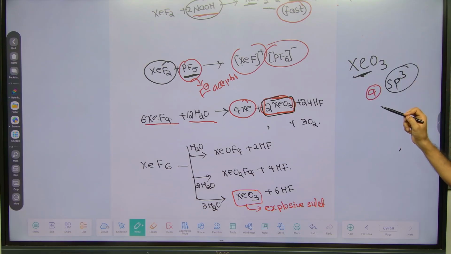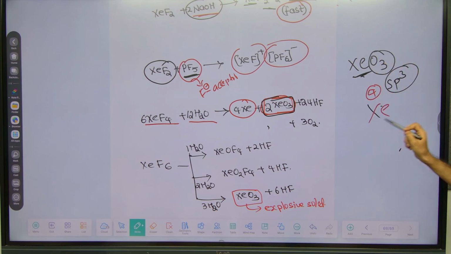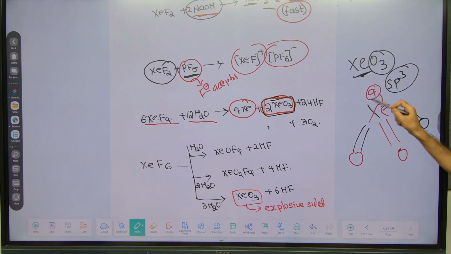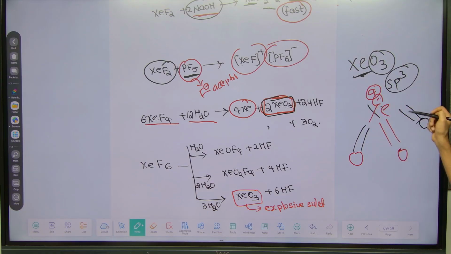But the shape depends on how many bond pairs there are. 3. So sp3 with 3 bond pairs and 1 lone pair. What happens to the structure? It becomes trigonal pyramidal, like the NH3 structure.